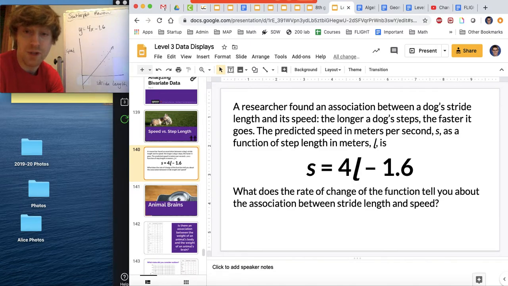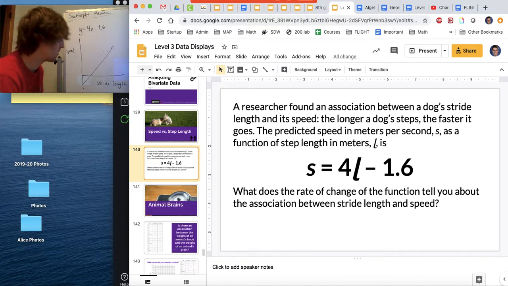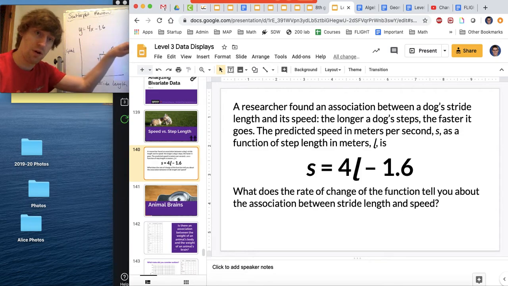So what does the rate of change of the function tell you about the association between stride length and speed? This is a question that a lot of people had yesterday or two days ago, when we were talking about slope. This is the slope. So what does that slope of 4 tell you? If I look at my actual line, if I go up 4, I go over 1. That's the definition of this situation's slope: rise, up 4, over, run 1.